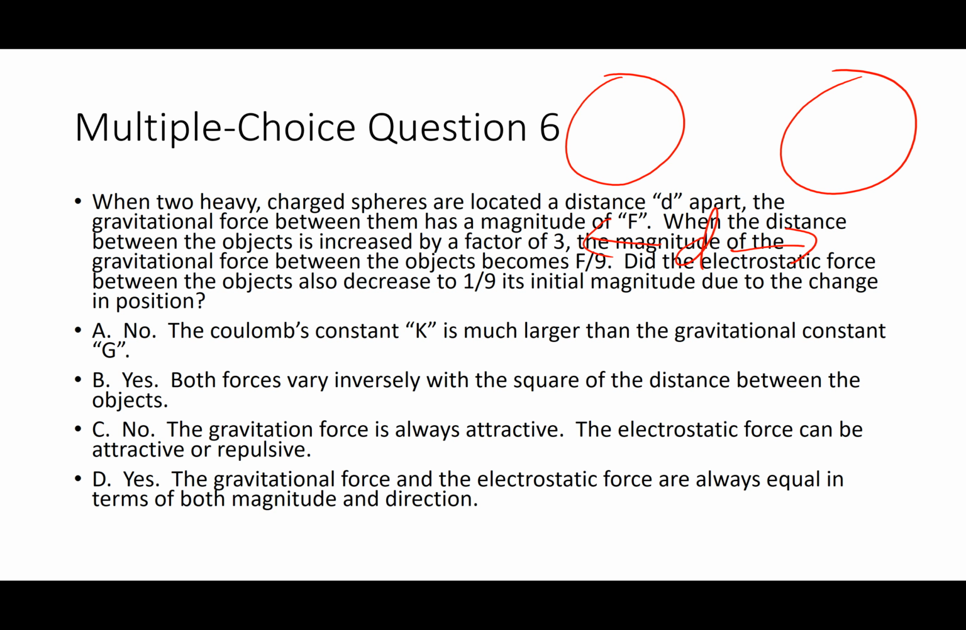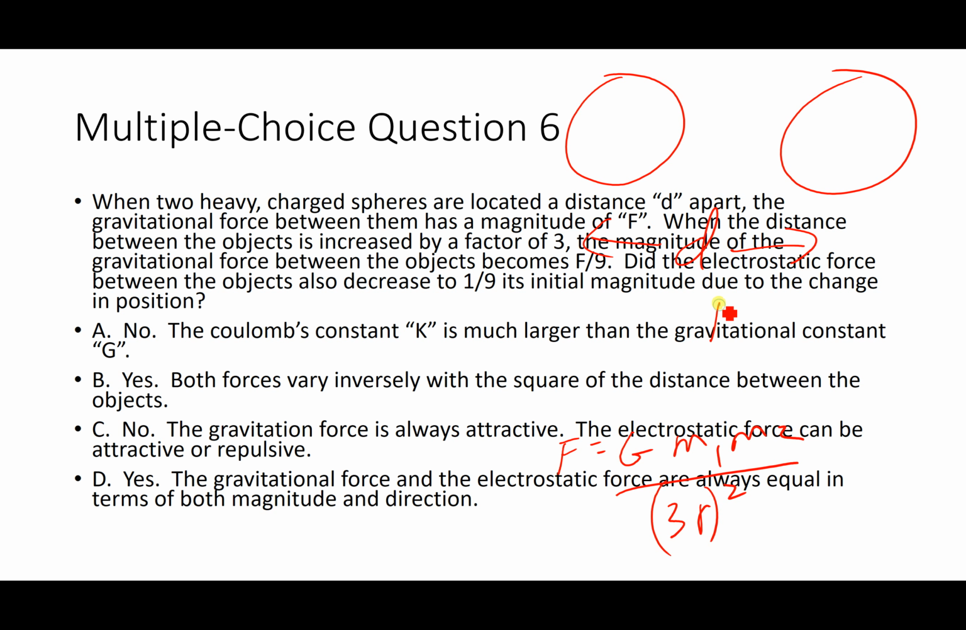When the distance between the objects is increased by a factor of 3, the magnitude of the gravitational force between the objects becomes F over 9. Did the electrostatic force between the objects also decrease to 1/9 its initial magnitude due to the change in position? Well, what you've got to remember is that the law of universal gravitation looks like this: G times m1 m2 over r squared. When we increase this distance by a factor of 3, that 3 becomes squared, and the gravitational force is now 1/9 of what it originally was.